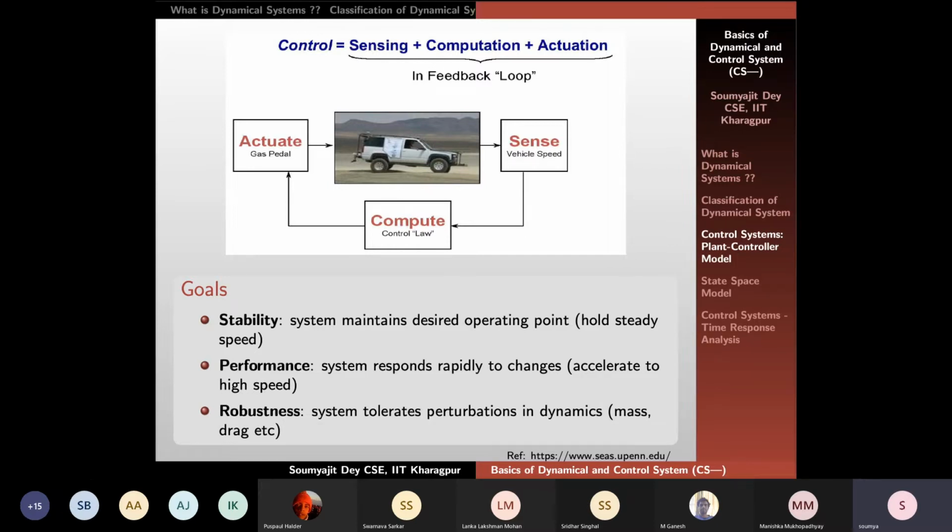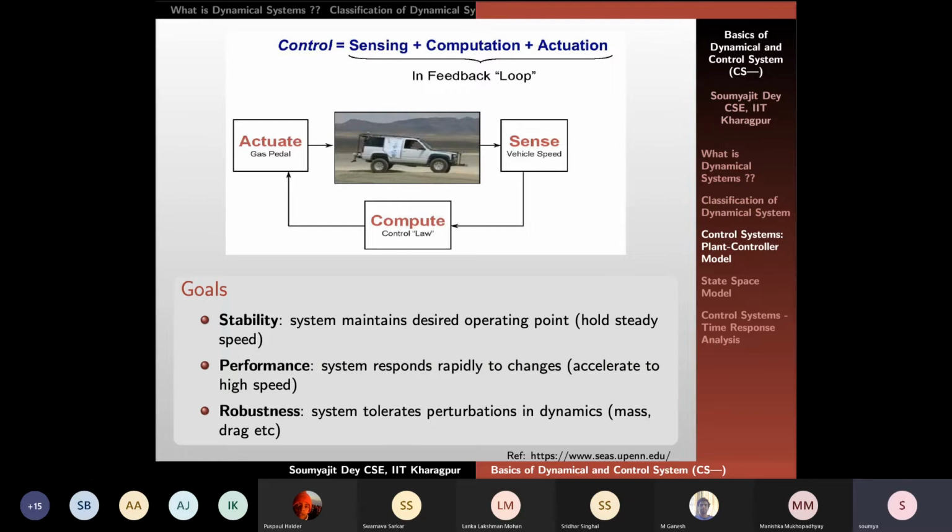Stability means the system has been given a set point, that you start moving and you should maintain a speed of 60. Is the vehicle able to be at 60 after some point of time? That is stability. How fast is the vehicle able to reach 60? That is performance. The next thing is robustness.